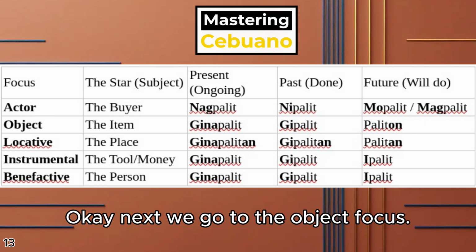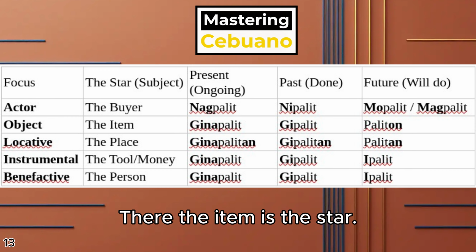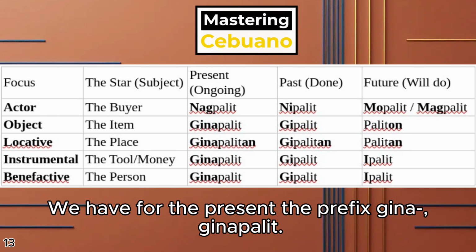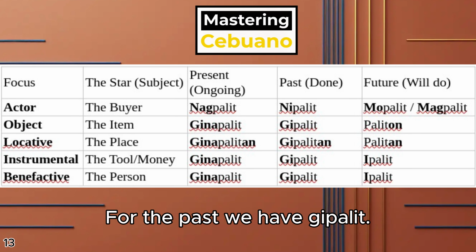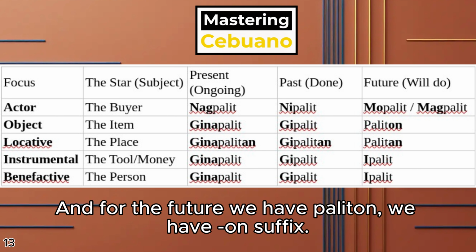Okay, next we go to the object focus. There the item is the star. We have for the present the prefix gina, ginapalit. For the past we have gipalit. And for the future we have paliton. We have a suffix.